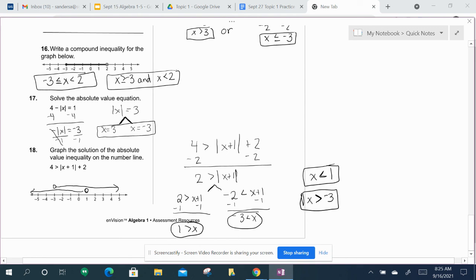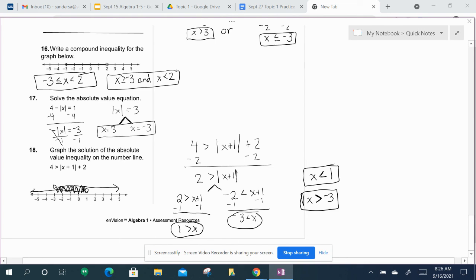Because I've got lots of shading here, I need to figure out exactly where that works. So I'm going to first test in between, and it looks like 0 is an answer that's in both shaded regions. If I plug that in, 0 plus 1 is 1. The absolute value of 1 is 1, and 1 plus 2 is 3, which makes that statement true, that 4 is greater than 3. So I know I want to shade in between.